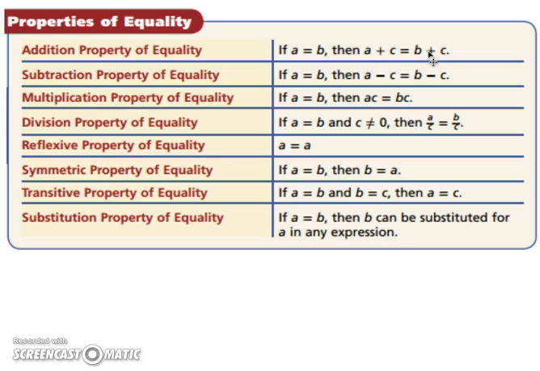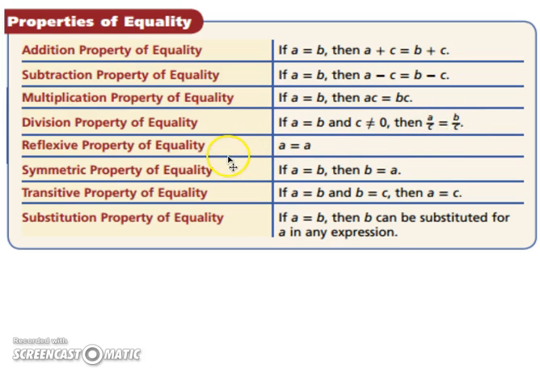With the subtraction property of equality, if you subtract the same amount from both sides of the equation, then it stays equal. For the multiplication property of equality, if you multiply both sides of the equation by the same number, then that stays equal. And with the division property of equality, as long as you're not dividing by 0, then if you divide both sides of the equation by the same number, the statement will remain equal.